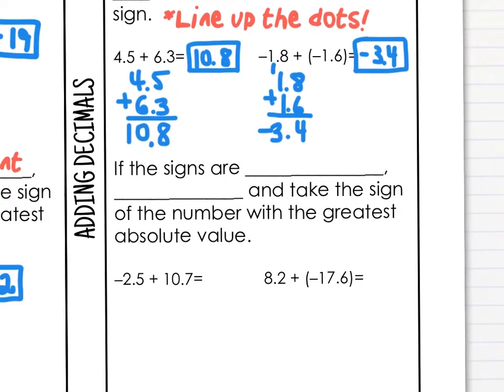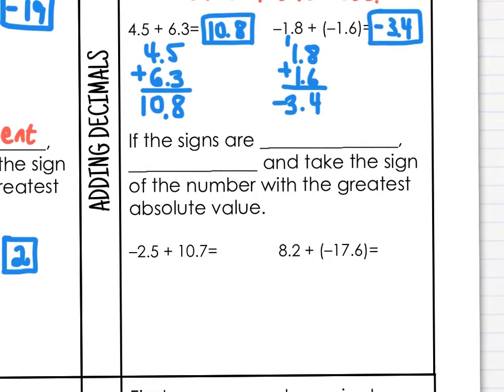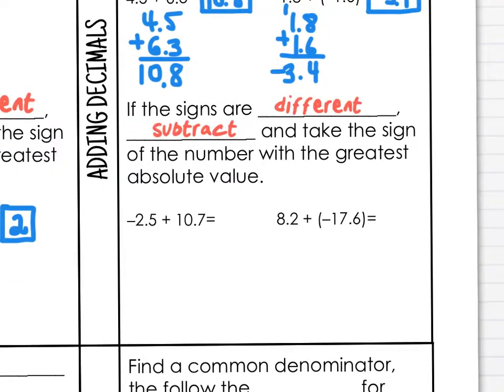Now let's take a look at the rules when they're different signs. I want you to add these words in the blank. It should say, if the signs are different, subtract and take the sign of the number with the greatest absolute value. So here, for these two, negative 2.5 plus 10.7, they're different signs, so we find the difference. Again, we have to line up the dots. You're going to put 10.7.